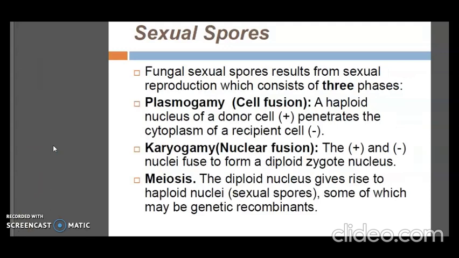Sexual reproduction consists of three phases. First one is plasmogamy or cell fusion. Here, a haploid nucleus of a donor cell penetrates the cytoplasm of the recipient cell. In karyogamy or nuclear fusion, the positive and negative nuclei fuse to form a diploid zygote nucleus. And the last stage is meiosis. The diploid nucleus gives rise to haploid nuclei, some of which may be genetic recombinants.